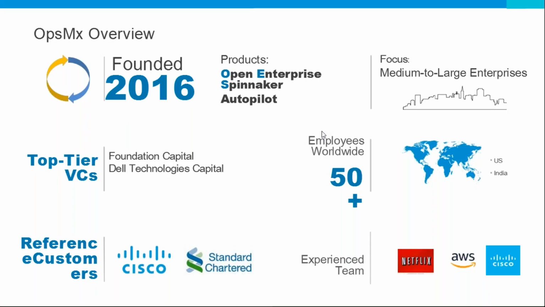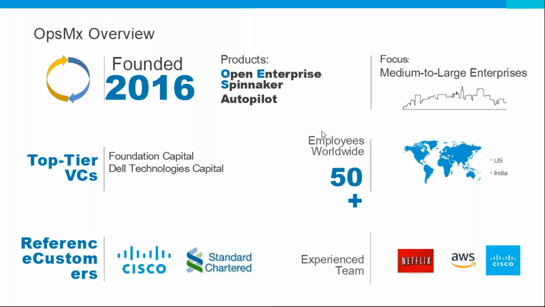So we are OpsMx and we are a startup. The organization started in 2016, and our base platform we majorly support is Spinnaker. We have also redefined Spinnaker into Open Enterprise Spinnaker, which we have improvised with some of our basic customizations to support medium to large enterprise organizations as per their continuous integration and delivery requirements.